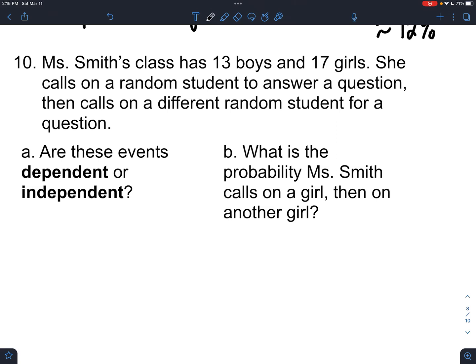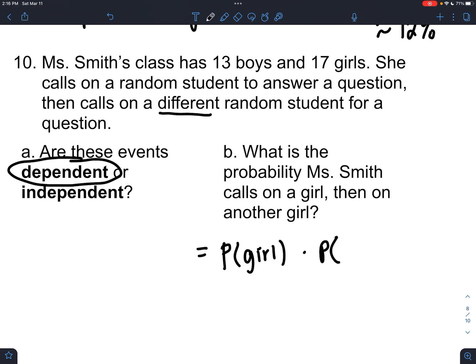Okay, one more. So Miss Smith's class has 13 boys and 17 girls. She calls on one random student to answer the question. They answer it. And then Miss Smith calls on a different random student for a question. Okay. So are these independent or dependent events? Did one occur without the effect of the other? The answer to that is no, because she picked on a different student. Right? So these would also be dependent events.